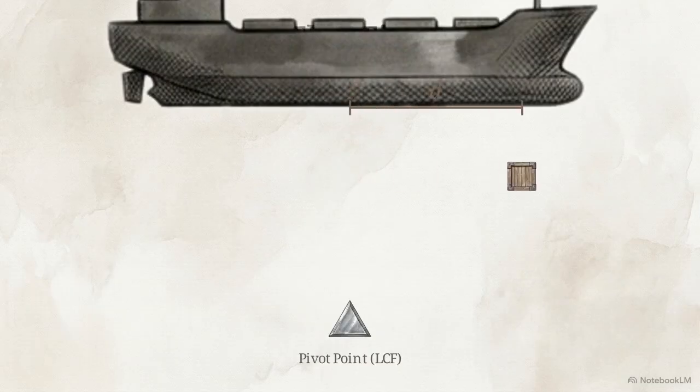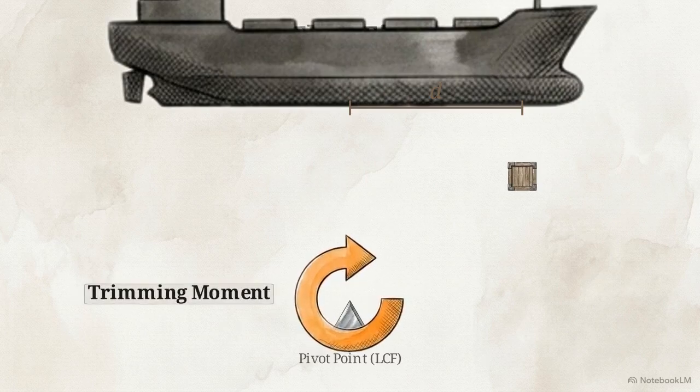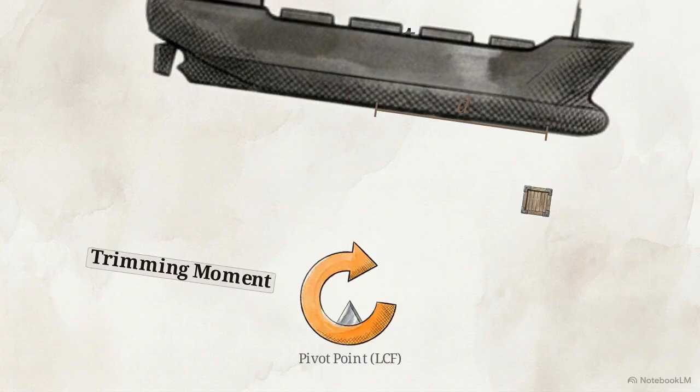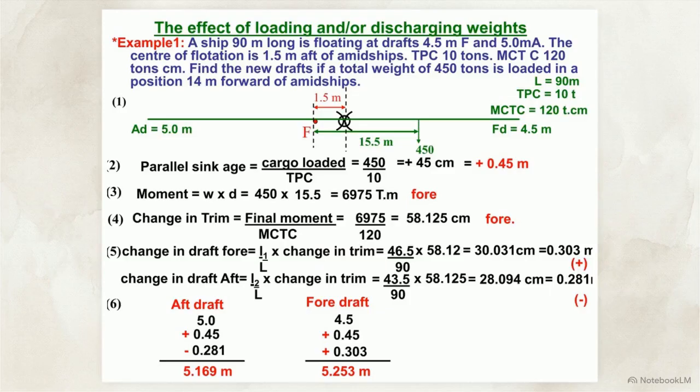Now we calculate the second reaction, the tilt. We do this by finding the trimming moment, which is a measurement of the mechanical tipping force we created when we slid the weight away from the pivot point. In step 3, calculate the moment by multiplying the 450-ton weight by its 15.5-meter distance from the LCF, generating 6,975 ton-meters. Then divide that tipping force by the ship's MCTC of 120, resulting in a 58.125 centimeter total trim.